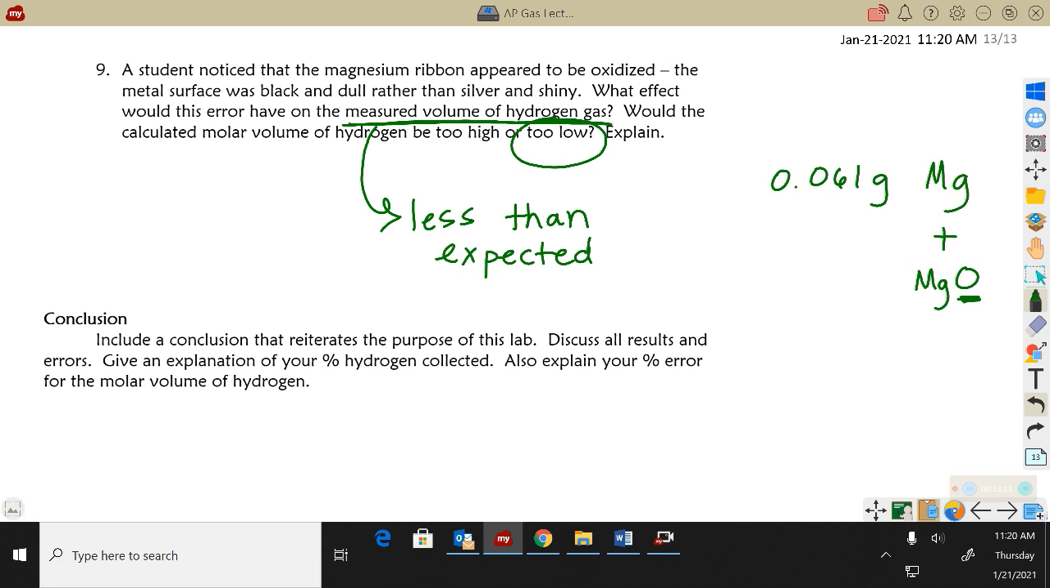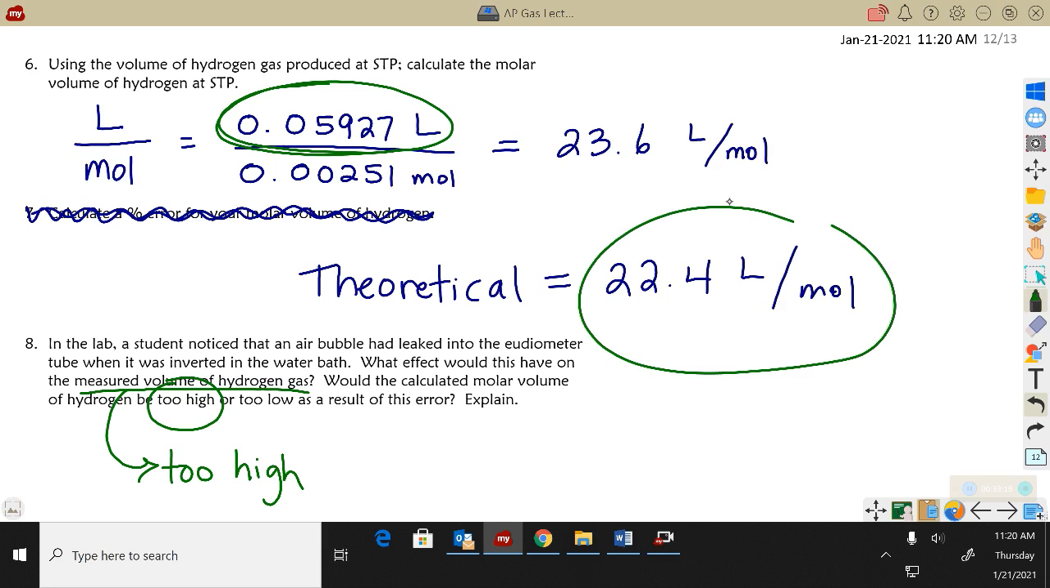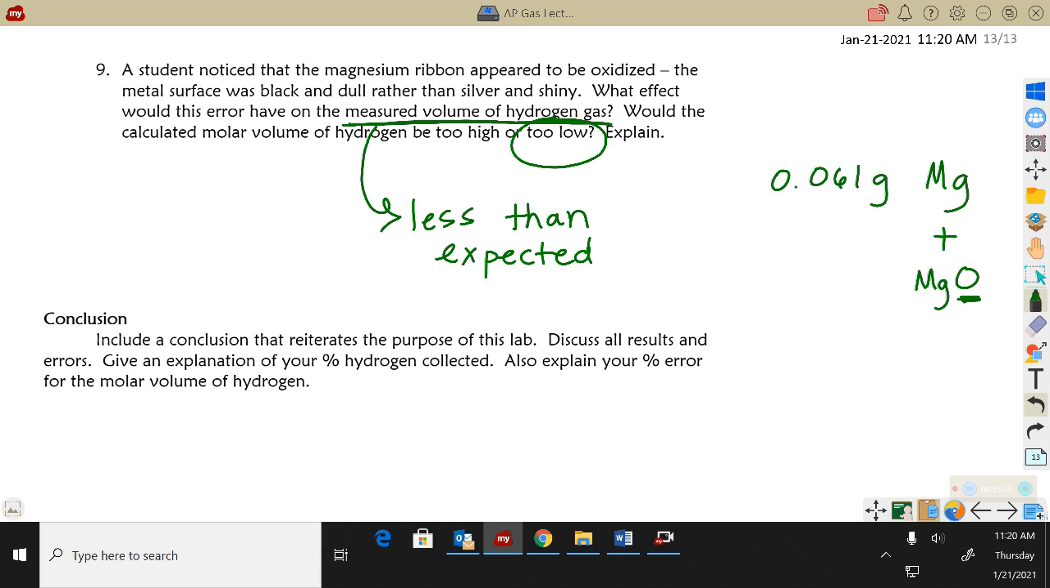When I write the conclusion, I'm just going to briefly describe the purpose of the lab. We were trying to confirm the molar volume of a gas, the volume of 1 mole of any gas at STP. It should have been 22.4, and we're in the ballpark. It's still really good data. Ours was just a little bit high. So we're going to explain the percent hydrogen collected. Why would it seem as though we collected extra hydrogen? But don't worry about the percent error. One of those is plenty. I mean, they lead to the same conclusion.